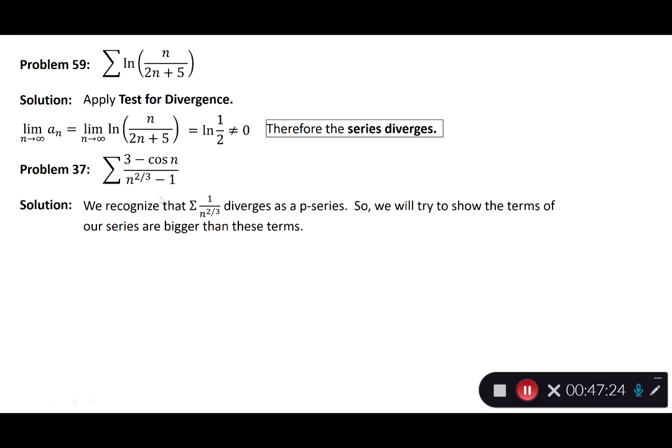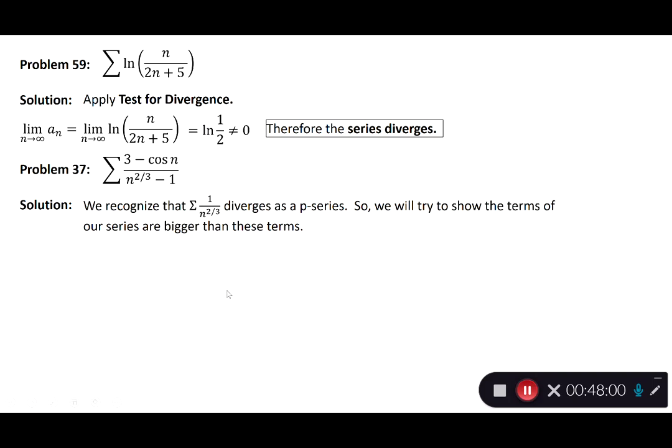So if we can show that the terms of our series are bigger than the terms of this diverging p-series, we're done. We can claim that our series also diverges because our series' terms are bigger than the terms of 1 over n to the 2/3. Cool? Now, the question is, do you know how to show how 3 minus cosine n over n is bigger than that?